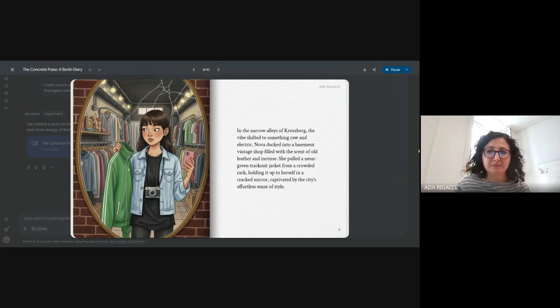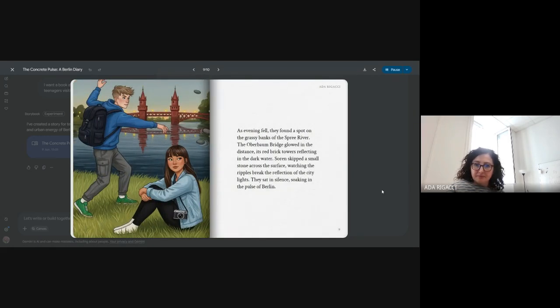In the narrow alleys of Kreuzberg, the vibe shifted to something raw and electric. Nova ducked into a basement vintage shop filled with the scent of old leather and incense. She pulled a neon green tracksuit jacket from a crowded rack, holding it up to herself in a cracked mirror, captivated by the city's effortless sense of style. As evening fell, they found a spot on the grassy banks of the Spree River. The Oberbaum Bridge glowed in the distance, its red brick towers reflecting in the dark water.